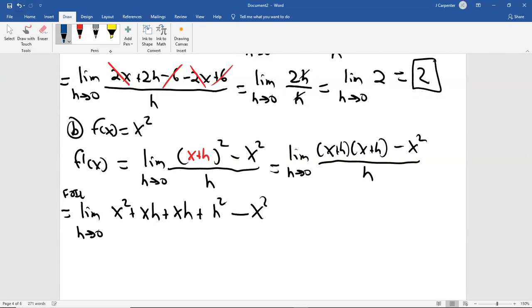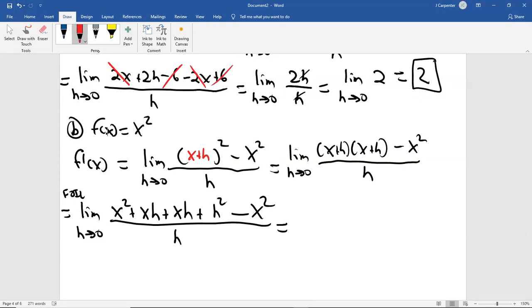Then we have the minus x squared that was already there. Then we have the all over h. Do not be lazy and skip writing the limit. Do not be lazy and skip writing the over h. When you're lazy, you end up forgetting them later and missing them and getting things wrong. I can guarantee it. Been there, done that, bought the t-shirt.